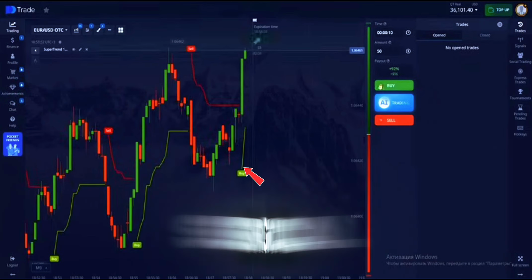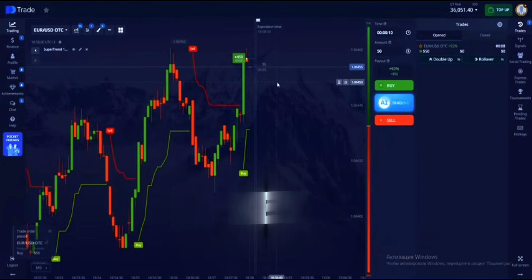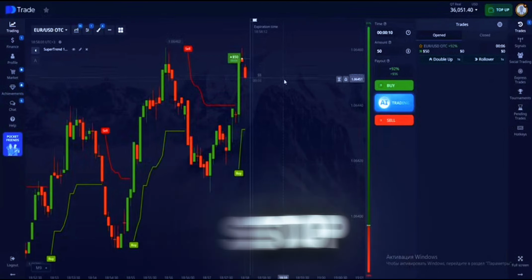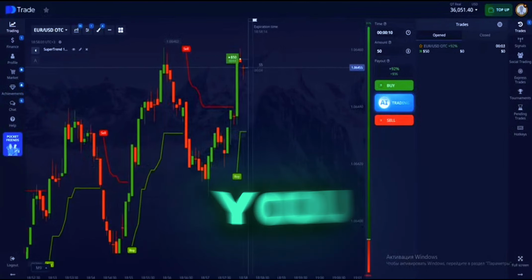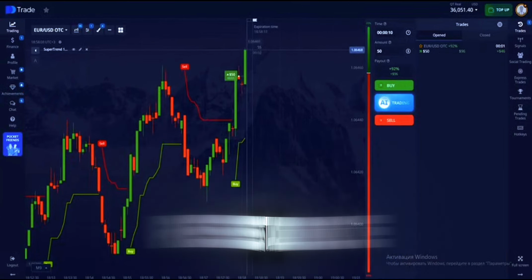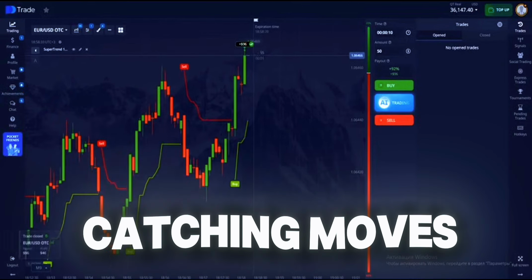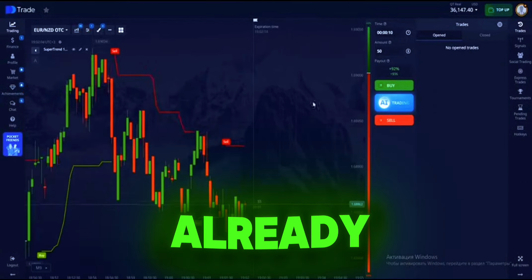The entry strategy is surgical. When Super Trend flips green above a key level, you enter long with a tight stop loss just below the flip point. For shorts, you do the opposite when it flips red below resistance. The beauty is in the timing. You're catching moves at their birth, not after they've already happened.